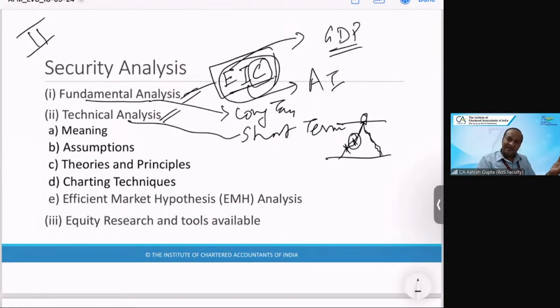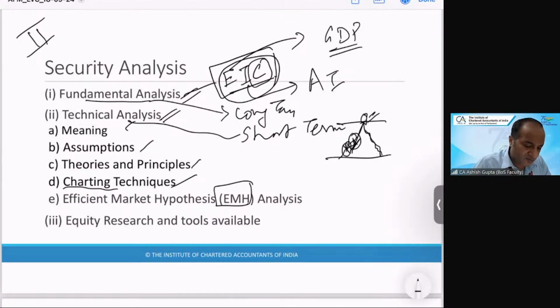Overall, portfolio management is about profit making, but when to buy comes from technical analysis. They will buy when the prices are low and sell when the prices are at their peak. Of course, there is one very important topic here: we shall cover chartist techniques, theories and principles, assumptions and meaning. Students, please note that technical analysis is a very wide topic, even a subject in itself. However, we have kept the coverage very limited here, only for basic understanding.